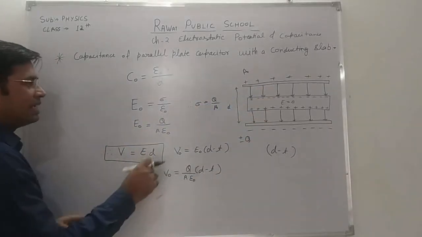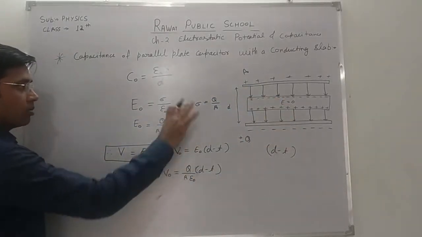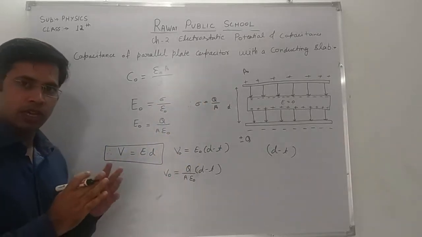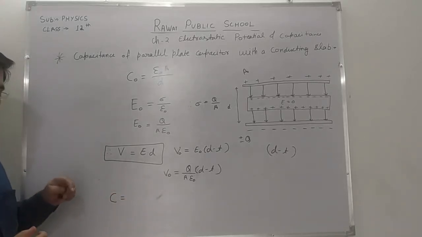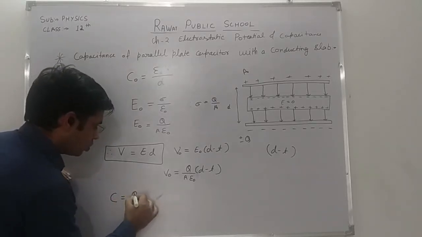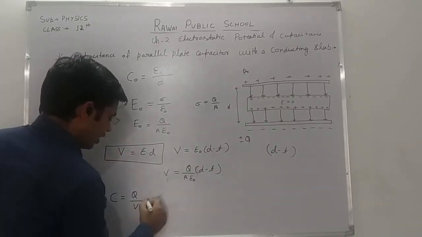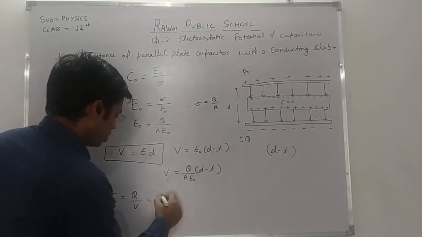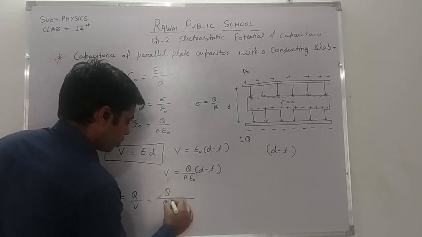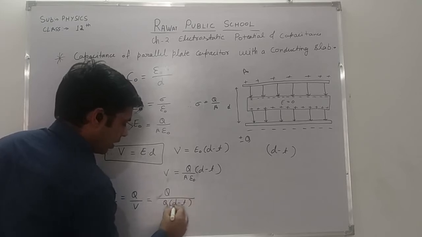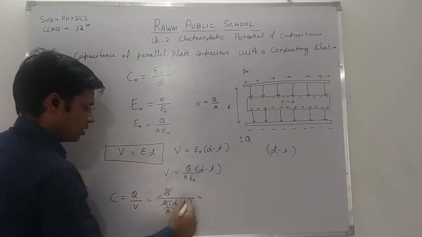So when we insert a conducting slab inside the plates of this capacitor, what will happen? That capacitor has a different capacity. So how do we calculate capacity? The formula for capacity is C equals Q divided by V. This V is this one. Substituting the value of V in this equation, C equals Q divided by Q times d minus t over A epsilon naught. Now Q cancels out.